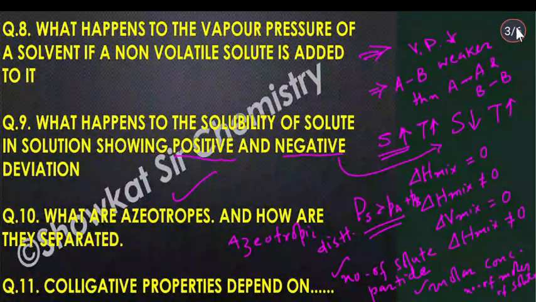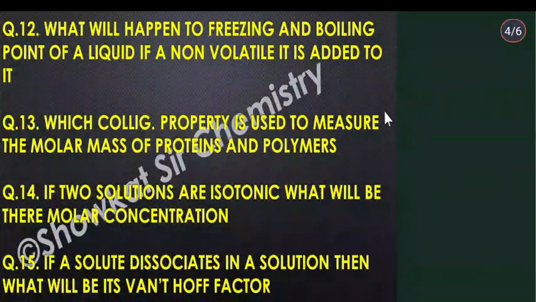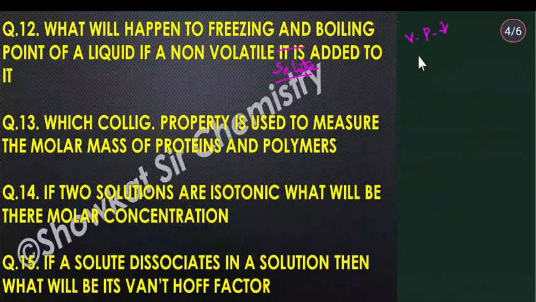So let's see the next one. That's question number 12. What will happen to the freezing and boiling point of a liquid if a non-volatile solute is added to it? You will remember that when a non-volatile solute is added to a liquid, its vapor pressure decreases, as we have already discussed. So what will happen to its boiling point and freezing point?